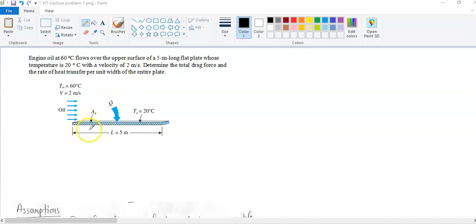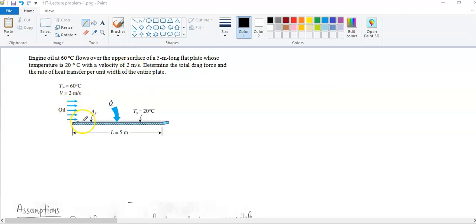So this is the plate. You can see the flat plate. The length is given, 5 meter, and the surface temperature of the plate is 20 degrees centigrade. It is given in the question. You can see here the temperature is 20 degrees centigrade and the velocity is 2 meters per second.